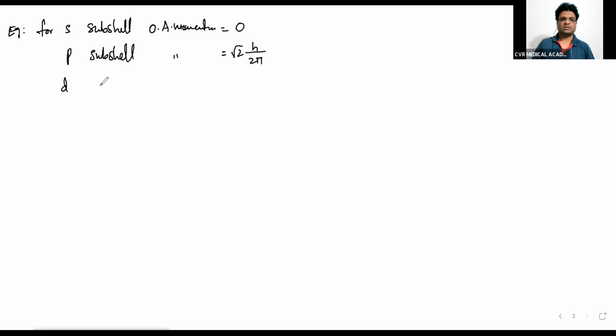For d subshell, 2 into 2 plus 1, root 6. Root 6 h by 2 pi, like this. Okay, so this is the information that can be obtained from the azimuthal quantum number. And the third quantum number is the magnetic quantum number.